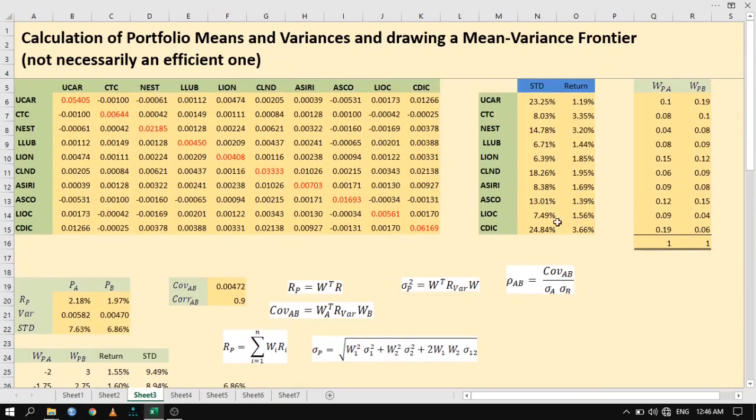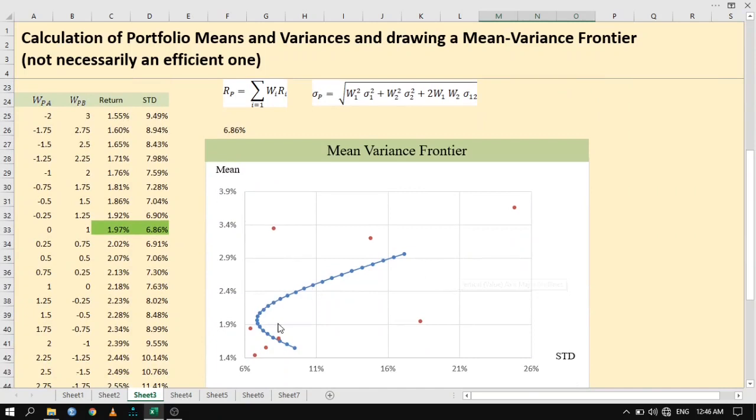Now if you look at this, we can locate the exact point. The lion stock will give you a return of 1.85% with a risk of 6.39. So it will give you even lower risk than the portfolio you created based on some imaginary weights. That gives you the idea that this particular portfolio is not efficient, right?